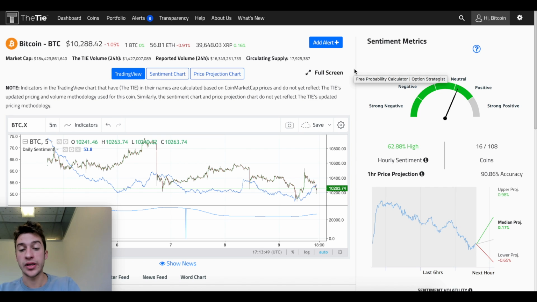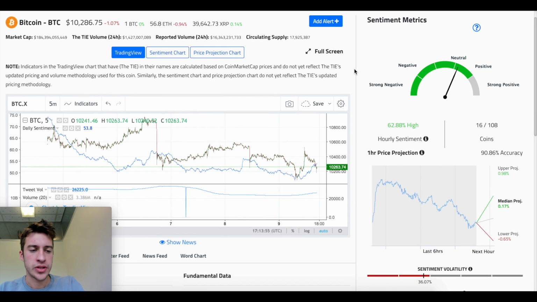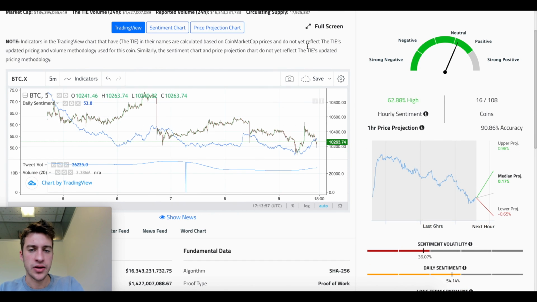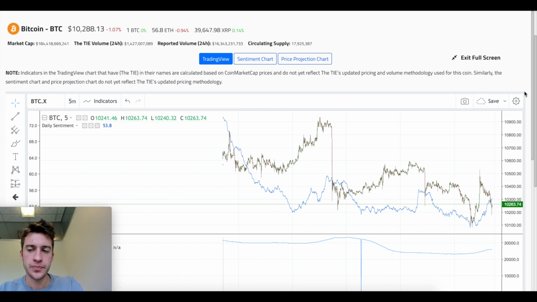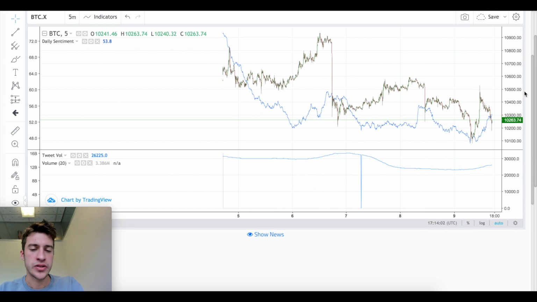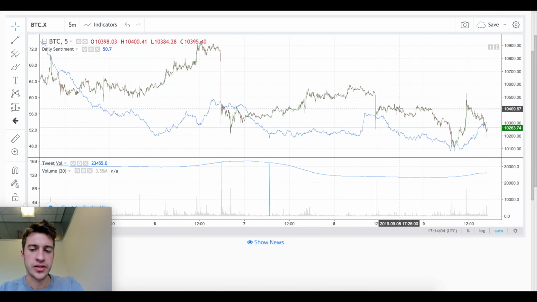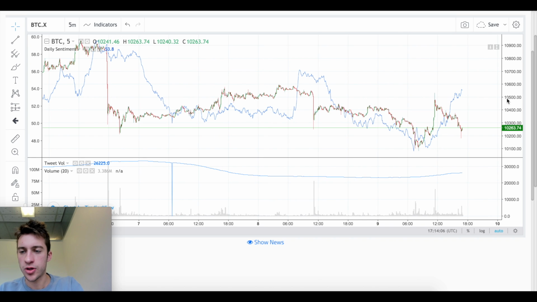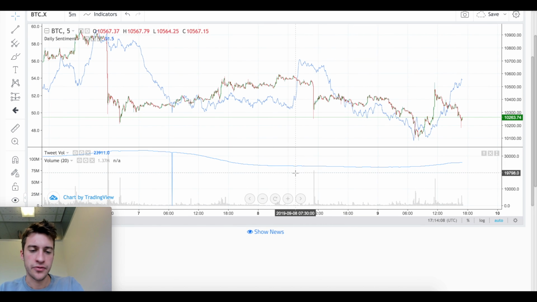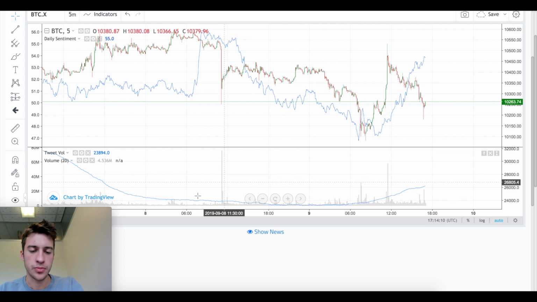But without further ado, let's get into what this site is and why we should care about it. The first thing that I like to use is this right here, and if you want to get this a little bit bigger, let's hit that full screen button. What you're looking at is the daily sentiment as calculated by tie.io overlaid onto price on a TradingView chart. Down here we have tweet volume, as you can see in blue.